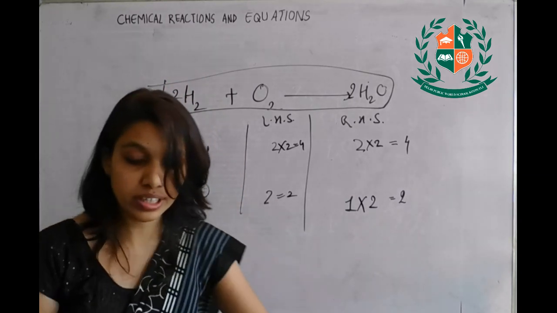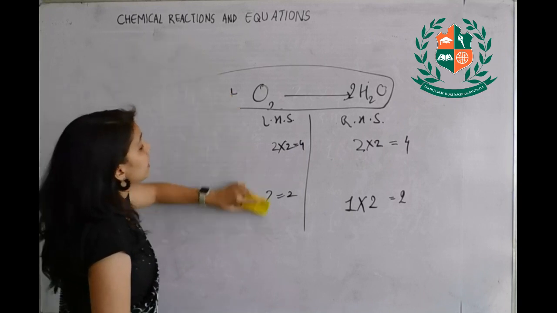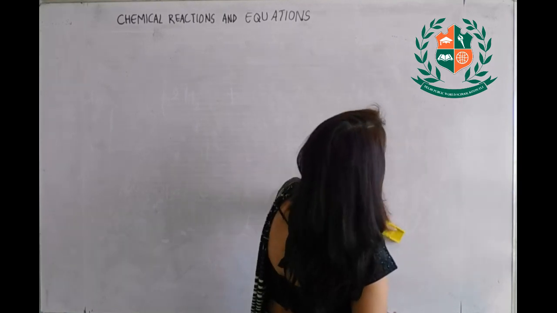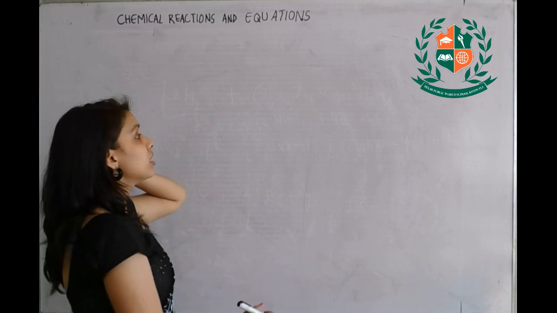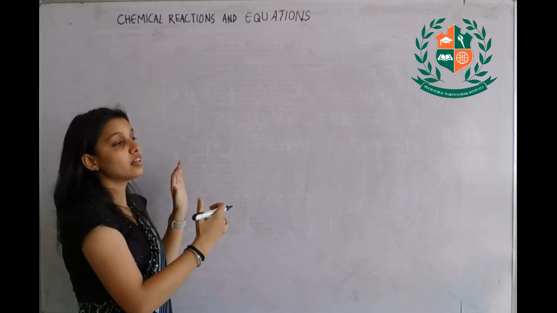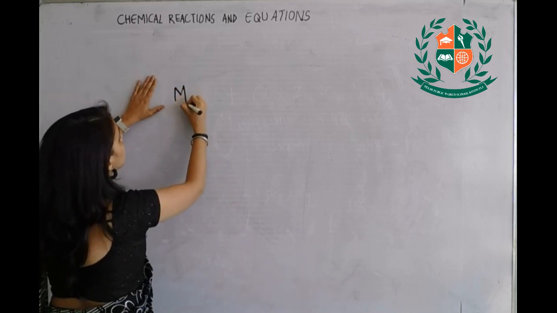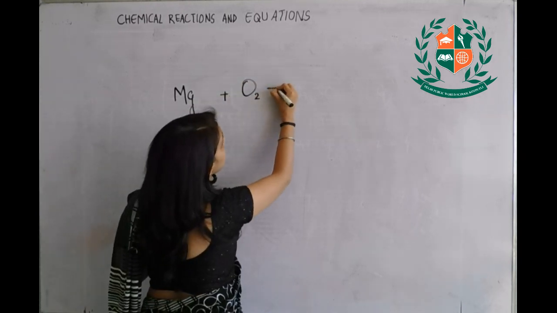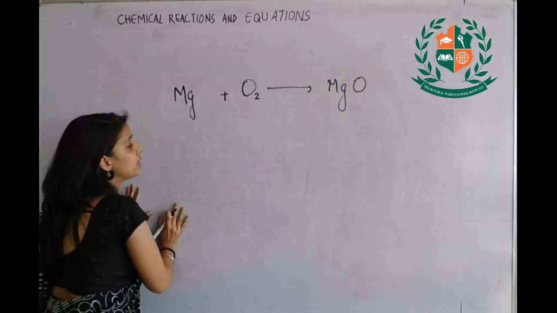Now how did we do this? At this class level it is just the hit and try method. You can multiply the number of any element with some whole number and give it a try. For example, take this reaction: magnesium and oxygen to give magnesium oxide. So what would be the procedure?